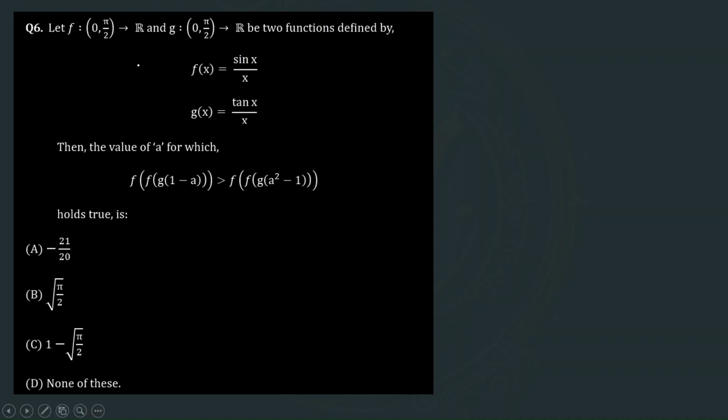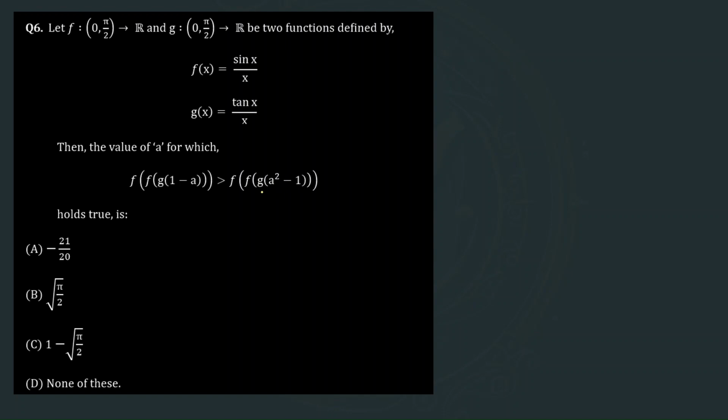Now, the next question is from the topic functions, or specially application of derivatives in finding the increasing or decreasing nature of a function. Let f defined from 0 to pi by 2 to R and g defined in the same interval be two functions defined by this. Then the value of a for which this inequality holds true is what? Okay. So here this f of g is a function, let's say h of x. So it tells that h of 1 minus a is greater than h of a square minus 1.